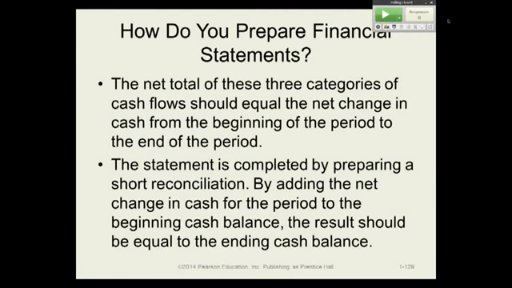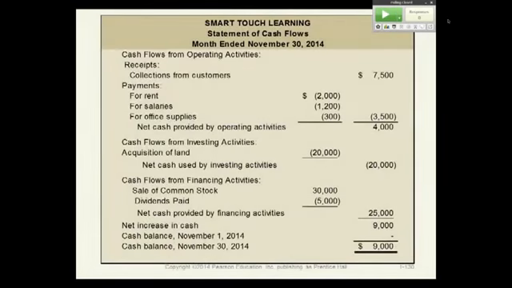Now, let's see if we can pull this together by looking at the statement and keep going back to this equation. So if you look at the statement of cash flows, again, same story. It's the name of the company, the heading. Notice this is also a flow statement. It's a moving picture for the month ended November 30th. Now, where do you get the numbers? I mean, you have to obviously work with the equation, and it is going to be a bit cumbersome. They're telling me that you collected $7,500 from customers.